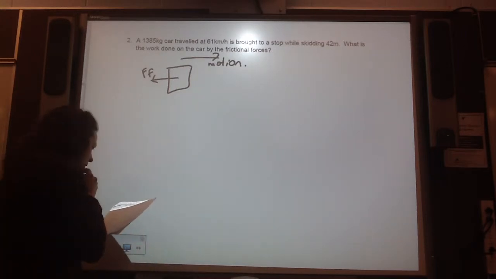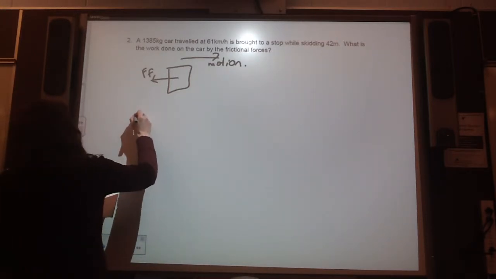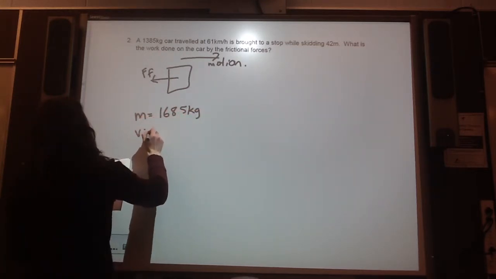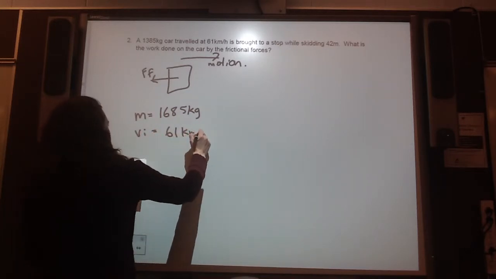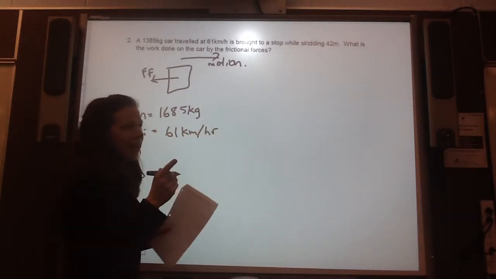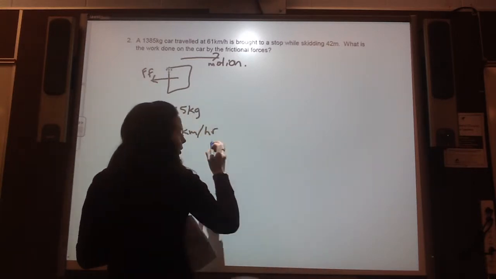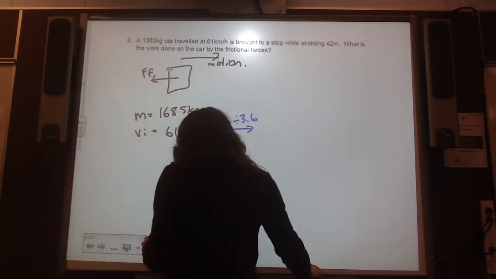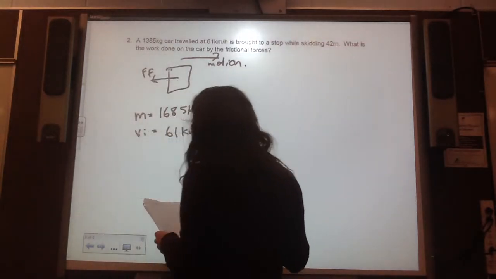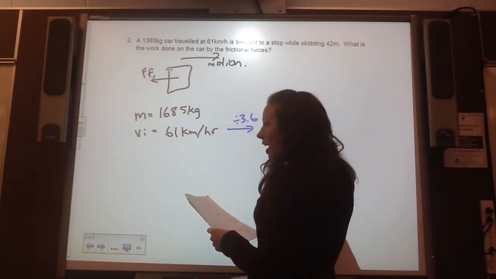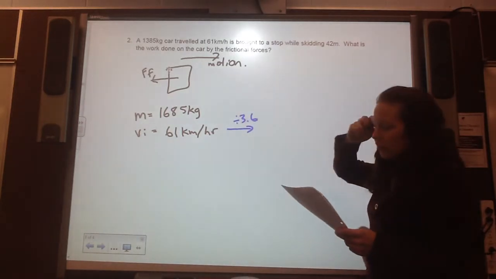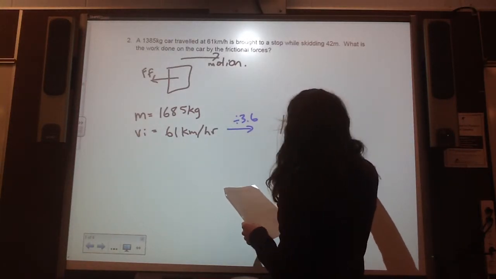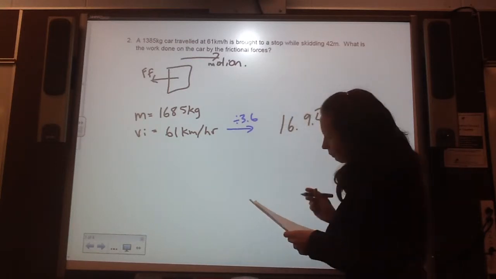Now let's write out what we know. So I know mass is 1685 kilograms. Vi is equal to 61 kilometers per hour. Now the shorthand way to convert to meters per second is to divide by 3.6. But if you don't know how to do that, either you have to memorize that or you have to do all of the conversions. So divided by 3.6 is 16.94 repeating meters per second.